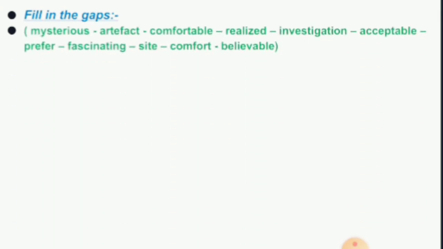Let's answer these simple questions. Fill in the gaps. We have a list of words here, and we should complete the sentences using these vocabulary in order to examine our understanding of these vocab. We have the words mysterious, artifact, comfortable, realized, investigation, acceptable, prefer, fascinating, sight, comfort, unbelievable.